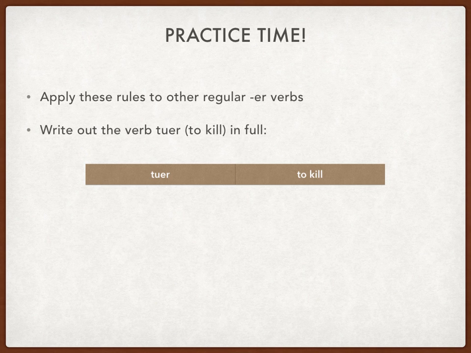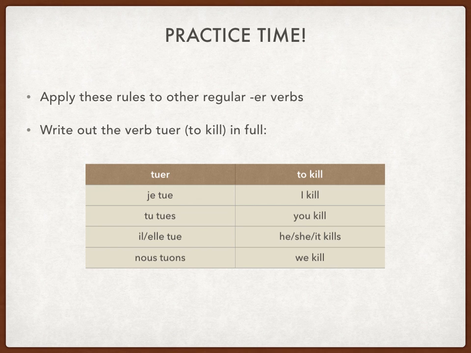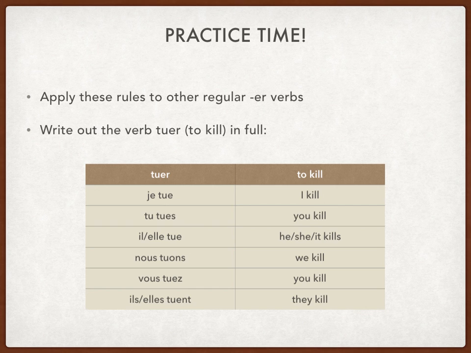Okay, now check that you've got the answers right. So je tue, I kill. Tu tues, you kill. Il or elle tue, he or she or it kills. Nous tuons, we kill. Vous tuez, you kill. And ils or elles tuent, they kill.